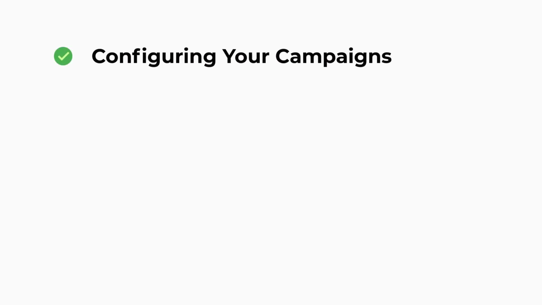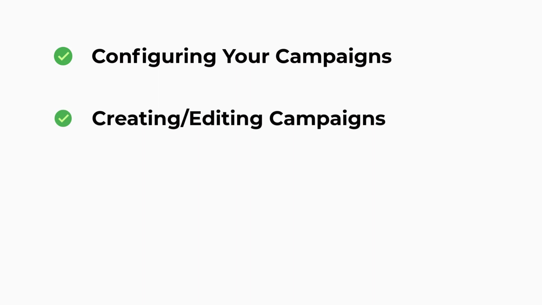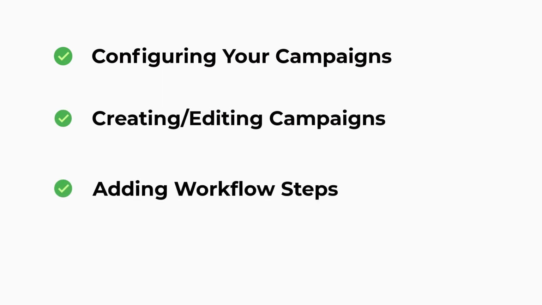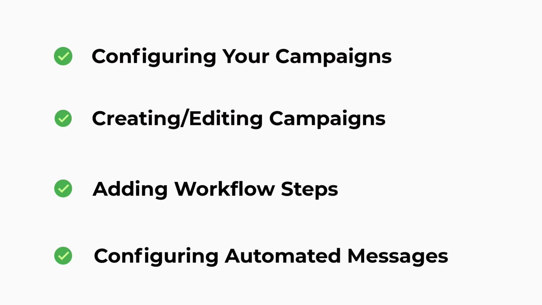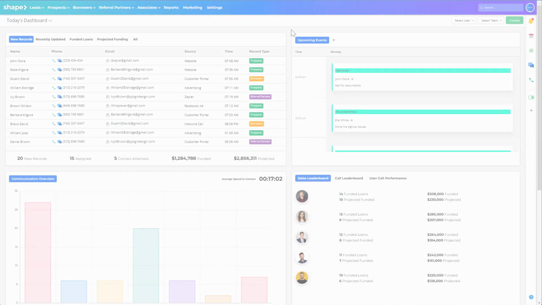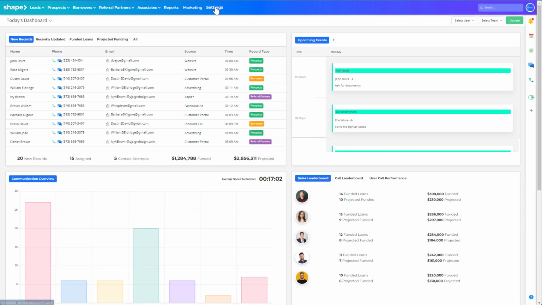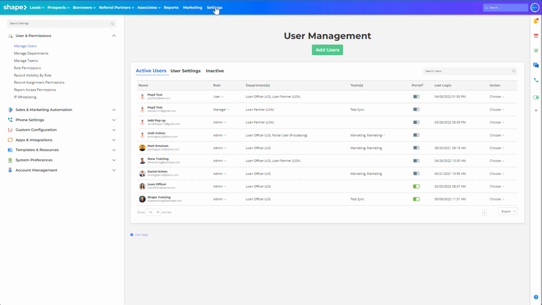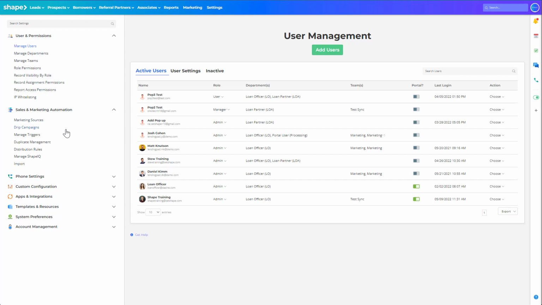In this video, we'll be covering enabling drip campaign automation in Shape, including creating or editing a campaign, adding steps to the campaign workflow, and creating new templates to add to your campaigns. Starting from your dashboard, navigate to Settings in the top gradient navigation bar and select Sales and Marketing Automation, where you will find the drip campaign settings page.